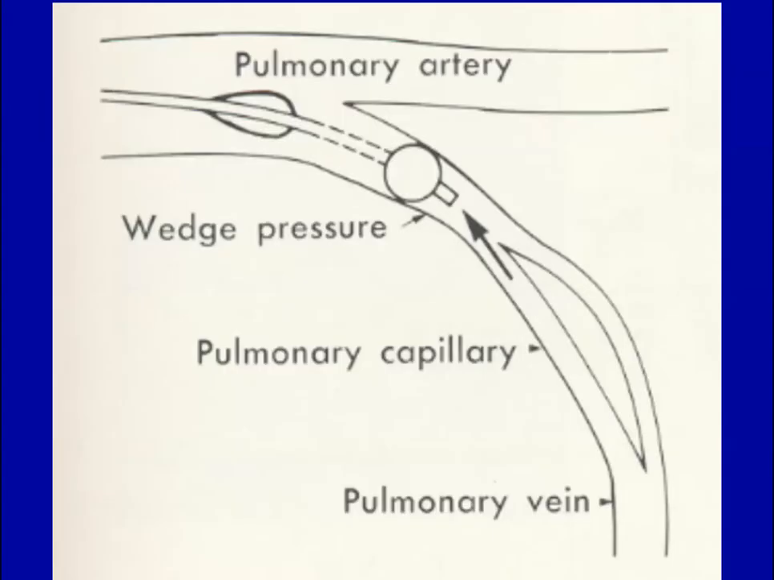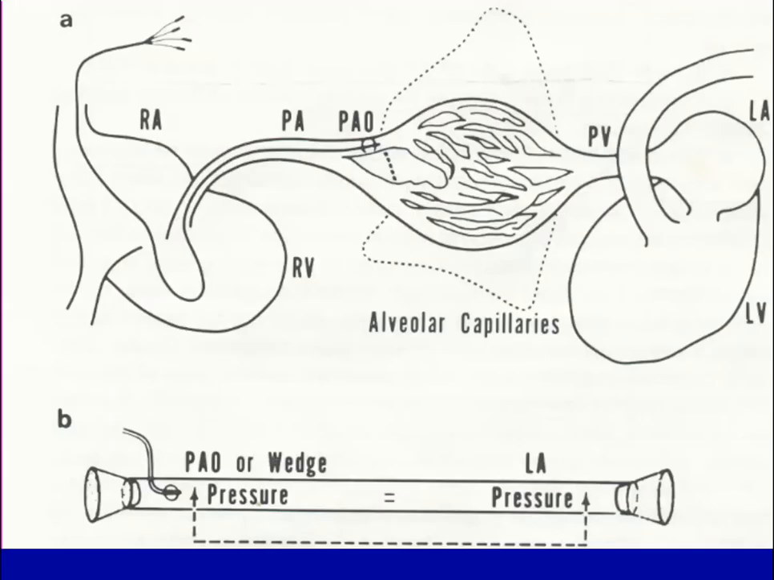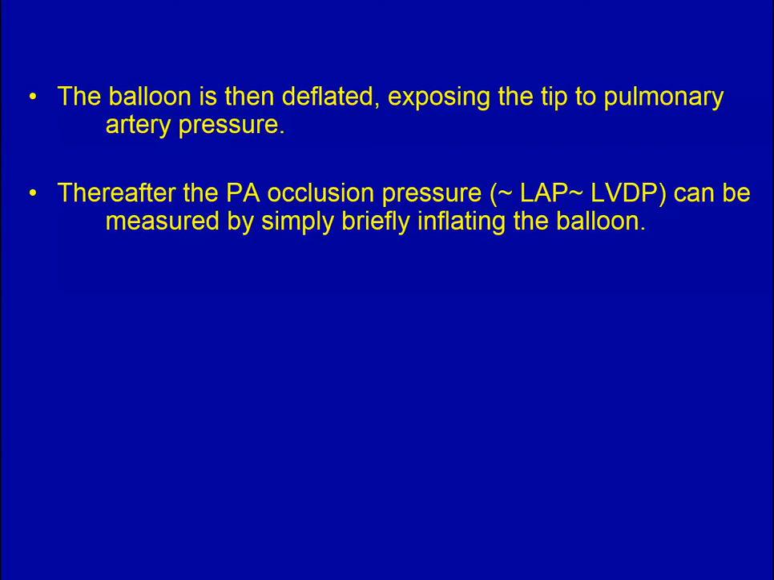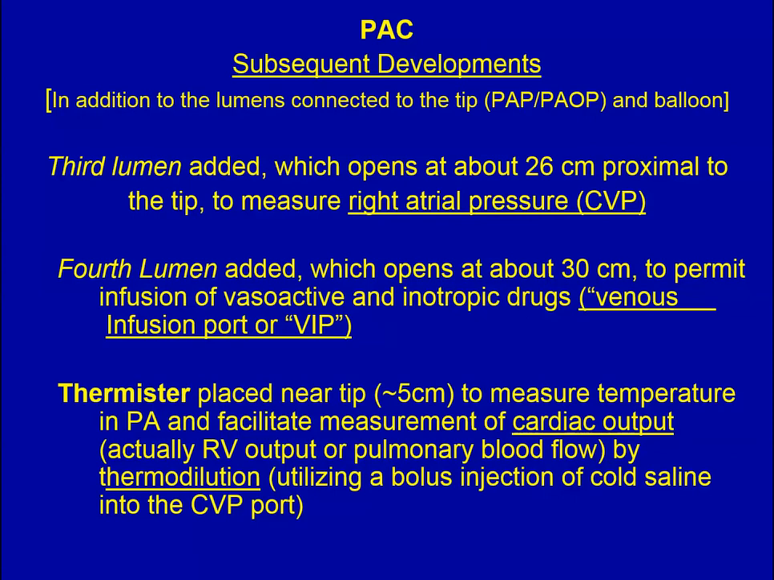This shows what happens when you inflate the balloon, and you then create a water manometer connecting the end of the catheter to the left atrium. The balloon is then deflated, exposing the tip to arterial pressure, and thereafter the balloon occlusion pressure can be measured by simply briefly inflating the balloon.